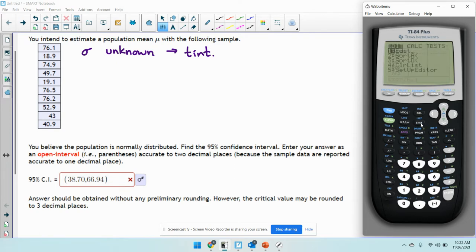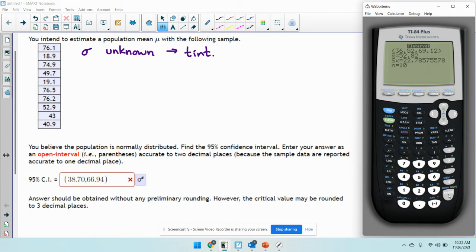Now to run my confidence interval, I'm going to hit stat again, go over to tests. And since I don't know sigma, I'm going to go down to 8, which is a t interval. And I'm going to input data, not statistics, data. The data I input was from L1. They all have a frequency of 1. And my confidence level is going to be 95%. So I'll just hit calculate.